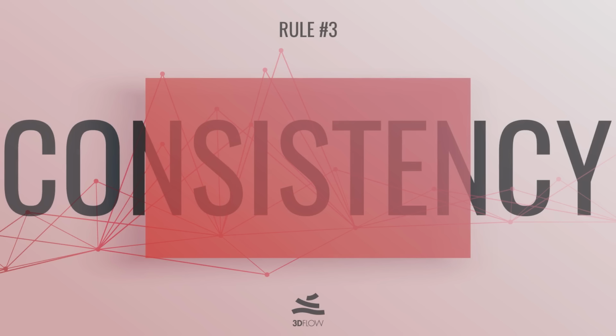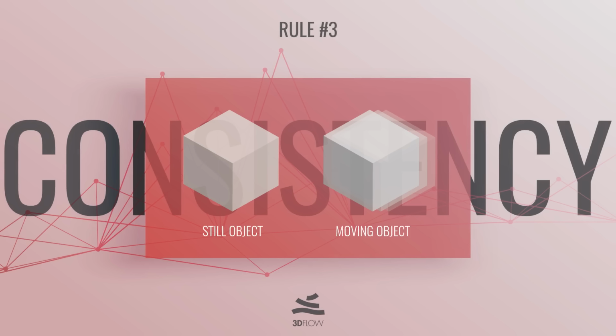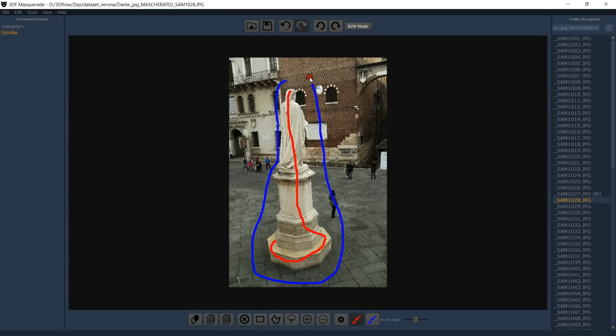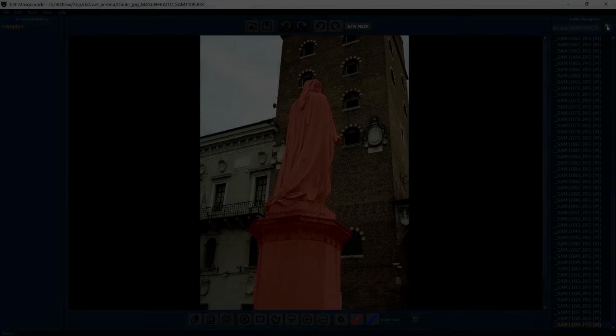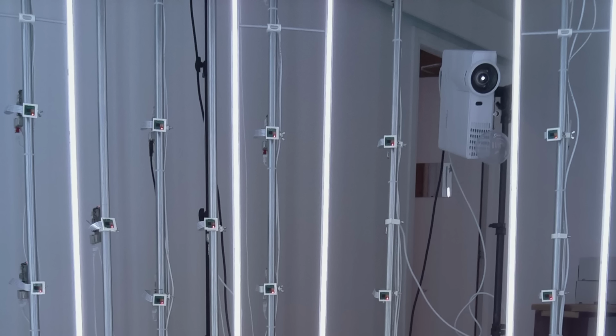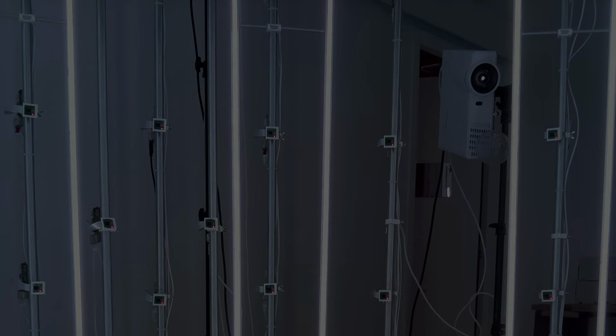Rule number 3. Consistency. Our subject must be feature-rich and stationary. Having a subject in motion is a big problem, as a photo will not be consistent with another one. Unless you plan to do post-processing, never touch your subject. If the subject is a living creature, then you'll have to consider using an array of synchronized devices.